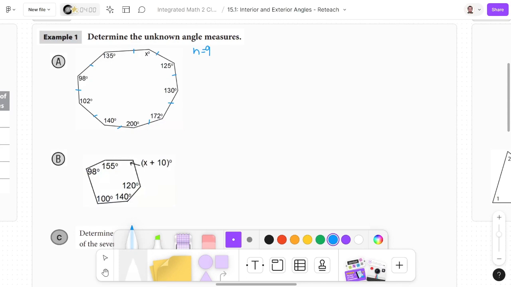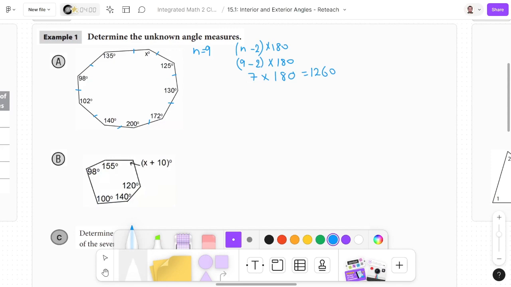Now I need to find the summation of all the measurements. As you can see, it's n minus 2 times 180. So 9 minus 2 times 180. So 7 times 180, which is equal to 1,260.